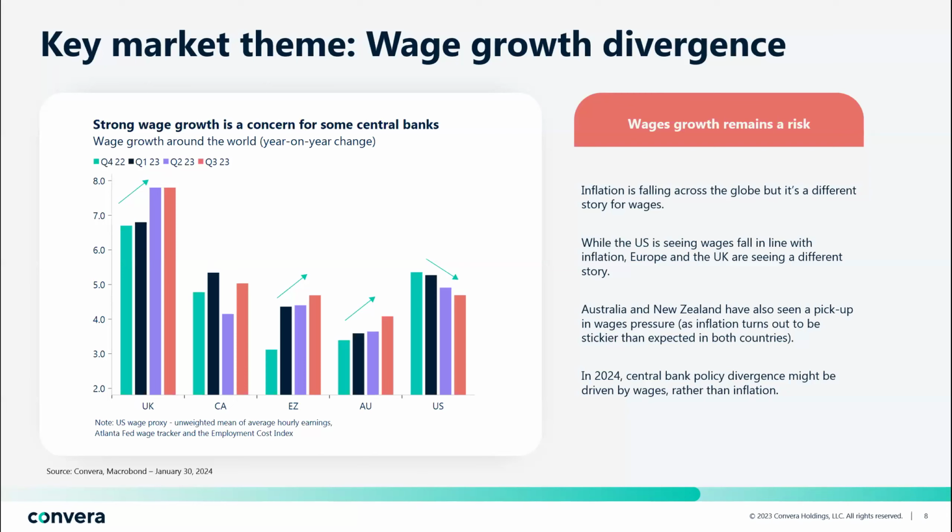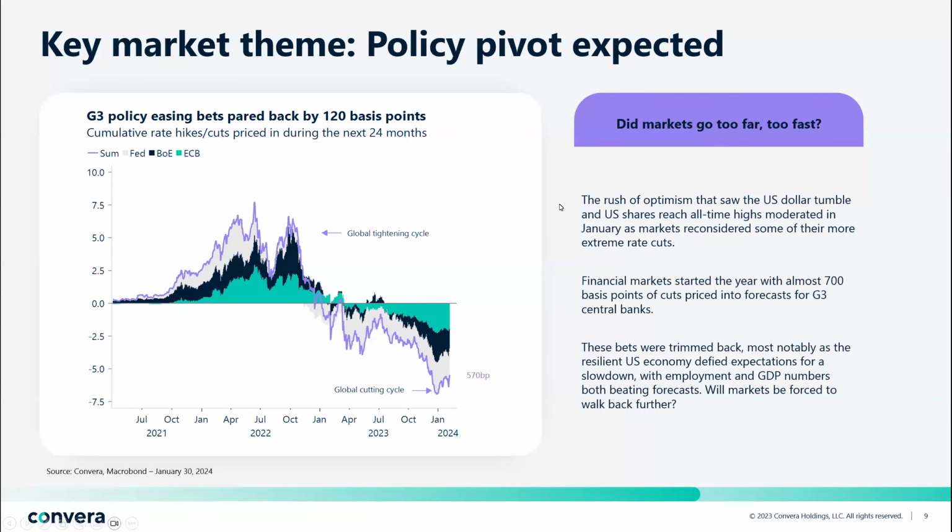But essentially, what we saw in January anyway was a reversal of the November pivot point and the November-December regime, if you like, which I mentioned earlier, which brings me on to that third theme that we have here, which is the policy pivot that's expected. So as I mentioned earlier, back in December, markets were pricing in aggressive rate cuts, almost 700 basis points of cuts priced in for G3 central banks, as you can see on this chart.